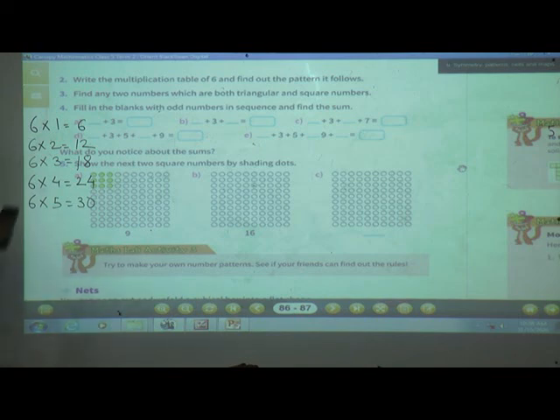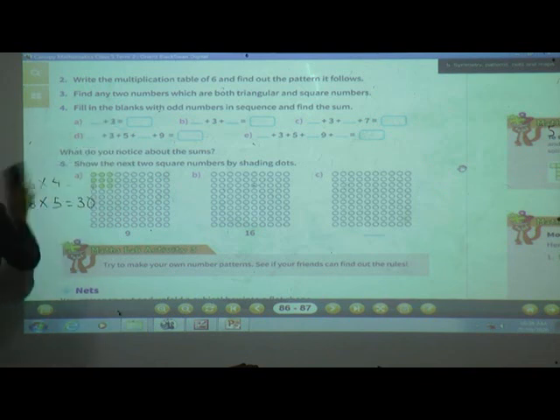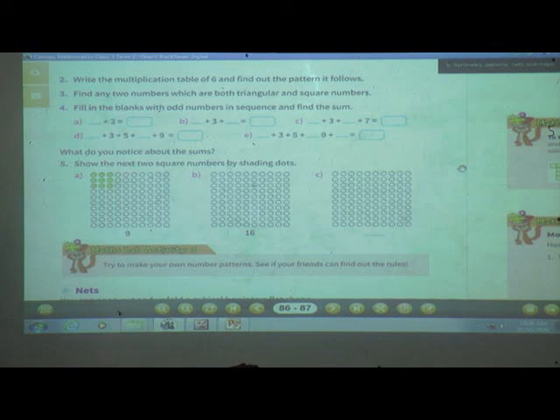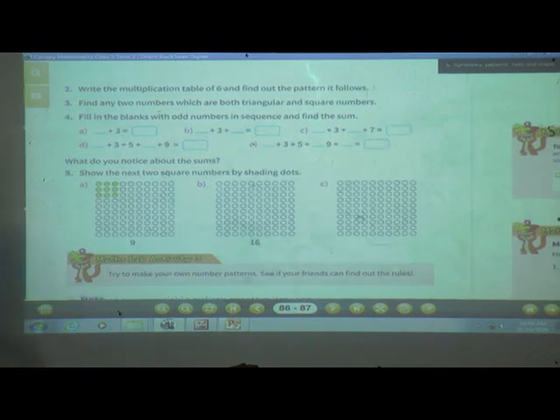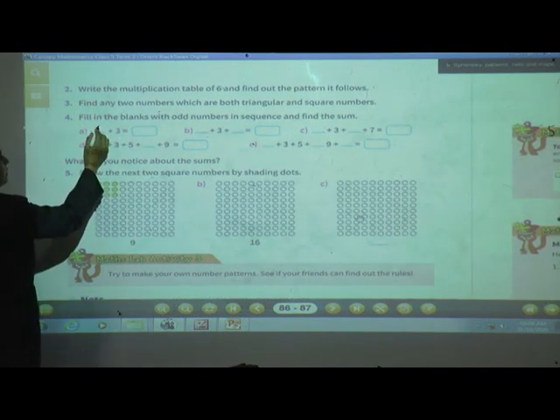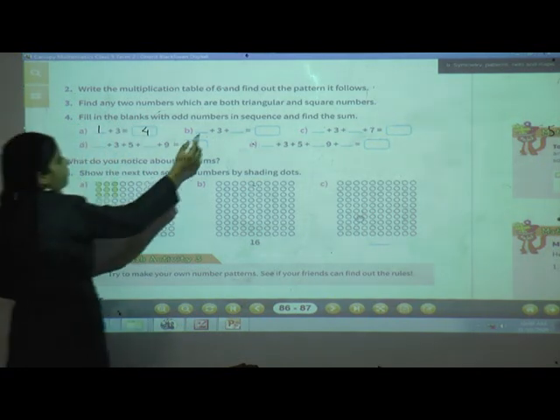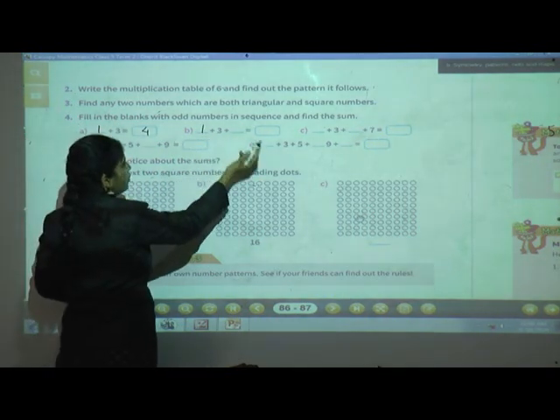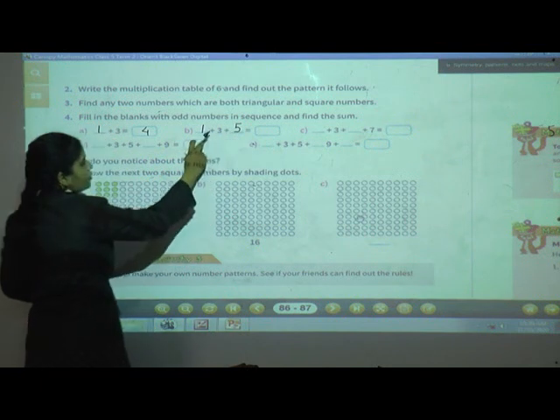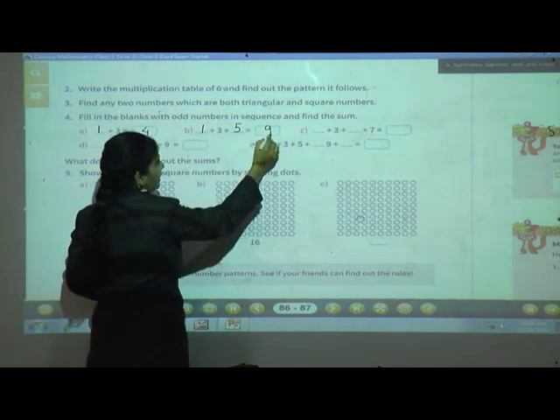See here, this question: fill in the blanks with odd numbers in sequence and find the sum. We have to write here odd numbers in the sequence. Okay, so what will come here? 3 plus 1, 4. 1 is an odd number. Then 1 plus 3 and next odd number is 5. So the answer is 9.